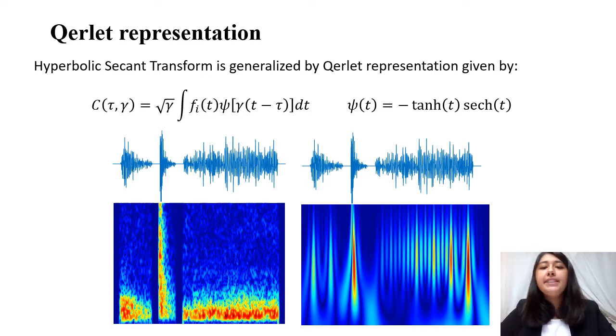Additionally, we present the time-scale representation in the same form as a spectrogram. In this figure, we present a comparison applied to the LP, VT, and TR events. On the left, the short-time Fourier transform spectrogram is applied to the signal, and on the right, the hyperbolic secant time-scale transform, Qerlet, for the same signal is presented.